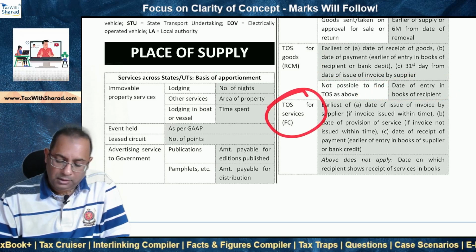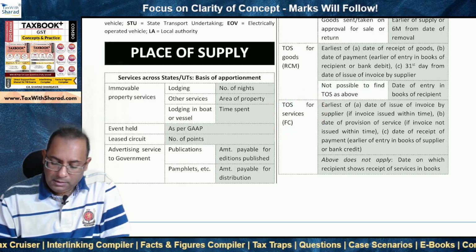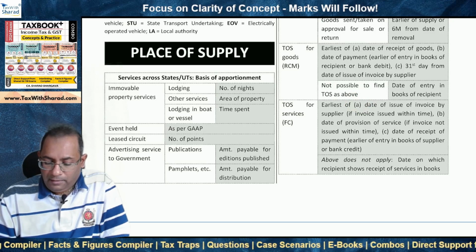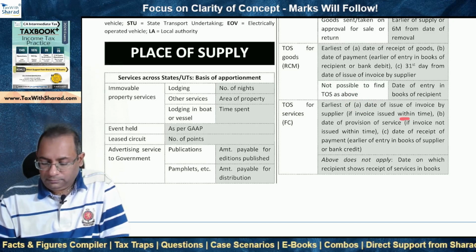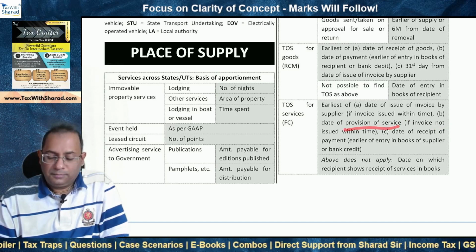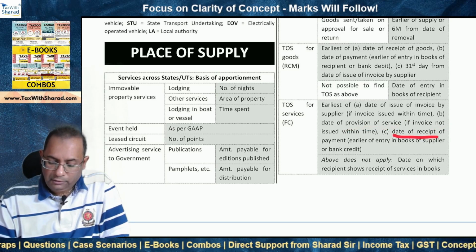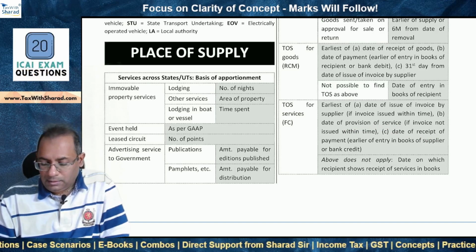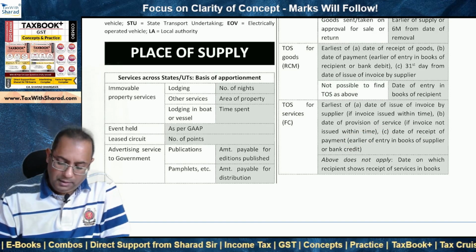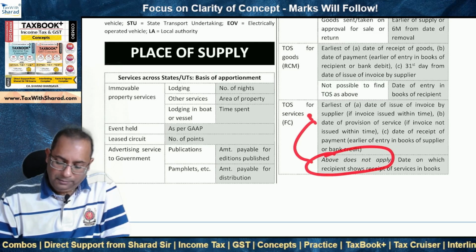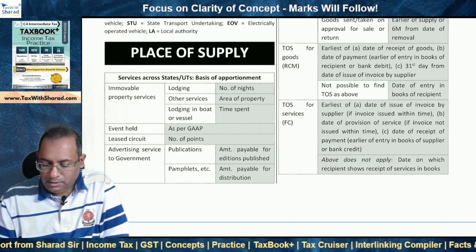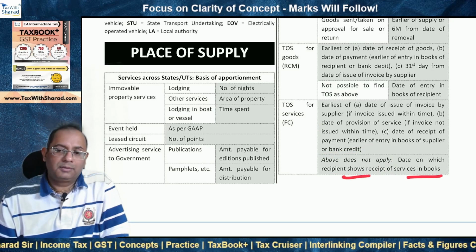Now, time of supply for services under forward charge. It is the earliest of date of issue of invoice by the supplier, if the invoice is issued within time. Or if the invoice is not issued within time, then the date of provision of service. Or the date of receipt of payment, and this is earlier of entry in the books of supplier or credit in the bank account. If the above provision does not apply, then the time of supply is the date on which a recipient shows the receipt of services in books.